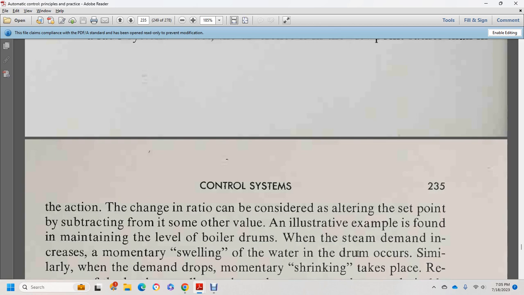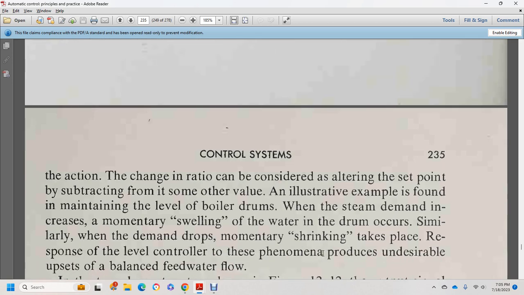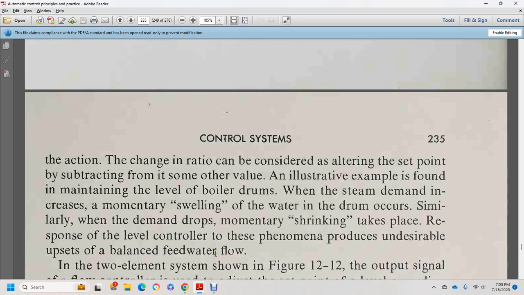An illustrative example is found in maintaining the level of a boiler drum. Assuming the demand increases, momentary swelling of the water in the drum occurs, and similarly when demand drops, momentary shrinkage takes place. These phenomena produce an undesirable upset of the balance of feed water flow in the level control.